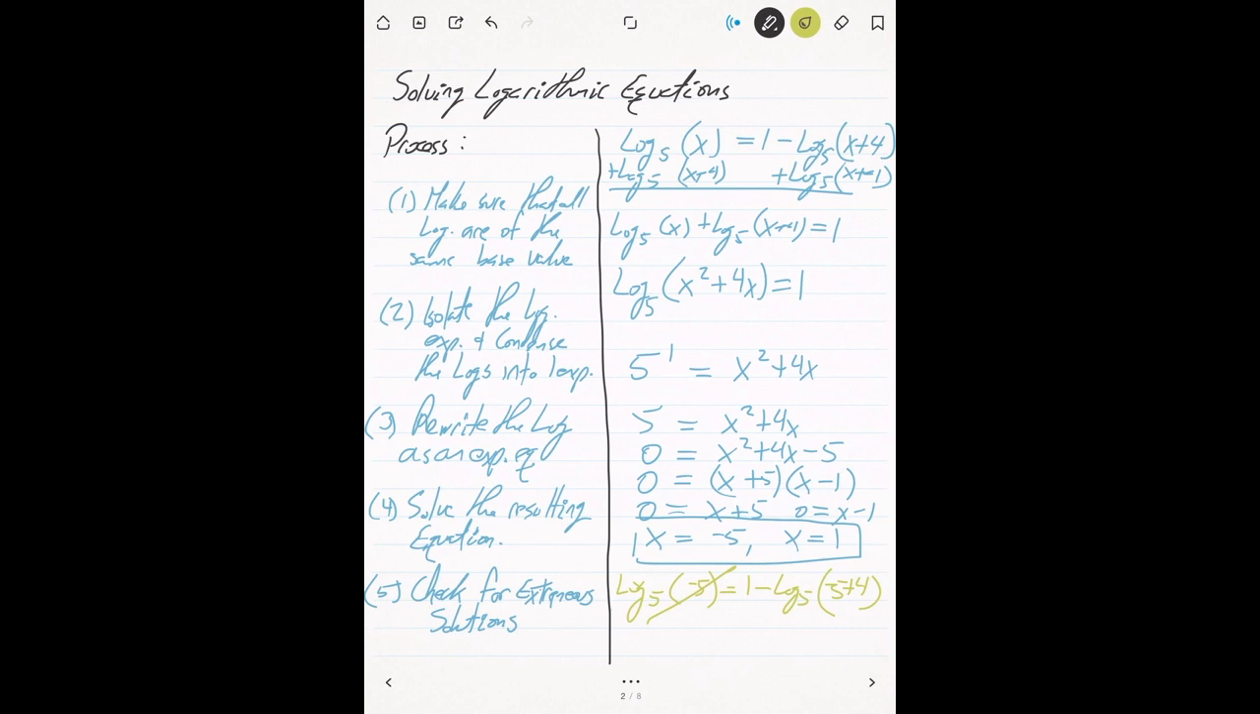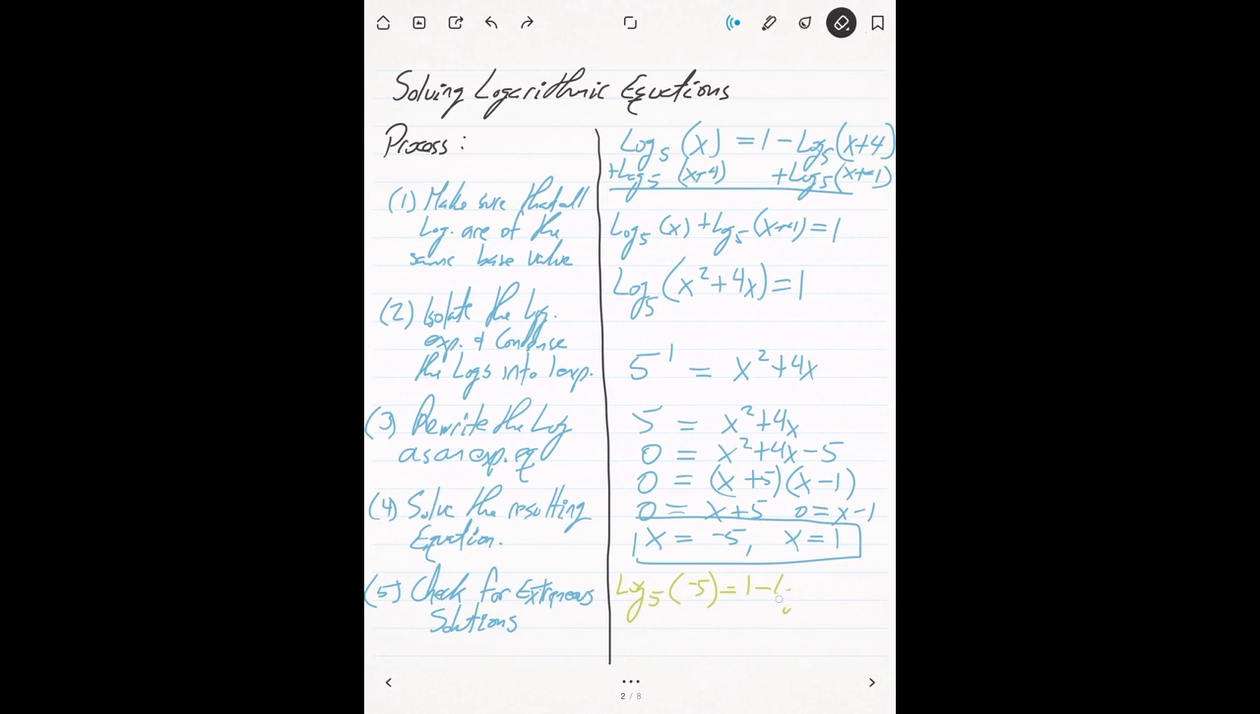And then we have -5 plus 4, well, that's just going to be log of -1. Again, that's not allowed either. You can't have negative values for the logarithms. So right away, we're seeing that 5 is in fact an extraneous solution.